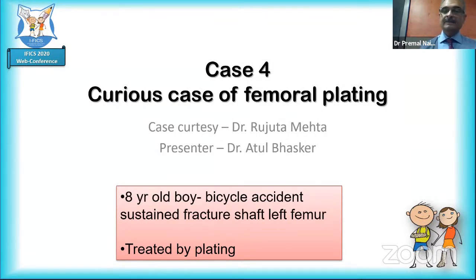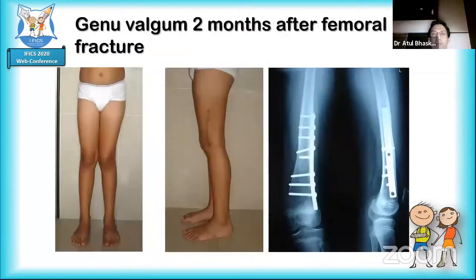Yeah, so this is a child which was seen by Dr. Rujuta. So it's her case. It's an 8-year-old boy who sustained a fracture of the shaft of the left femur in the lower third, and he was treated by plating. Next slide, please. So these were the post-op x-rays and the scar there. A fairly long plate was used, and you can see that the fracture has healed.